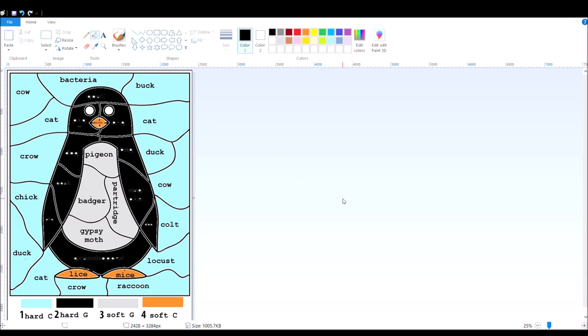And what animal do we have here? We have a penguin, P-E-N-G-U-I-N-S. So it's a hard G, penguins. The G is followed by a U, it's therefore a hard G, penguin.